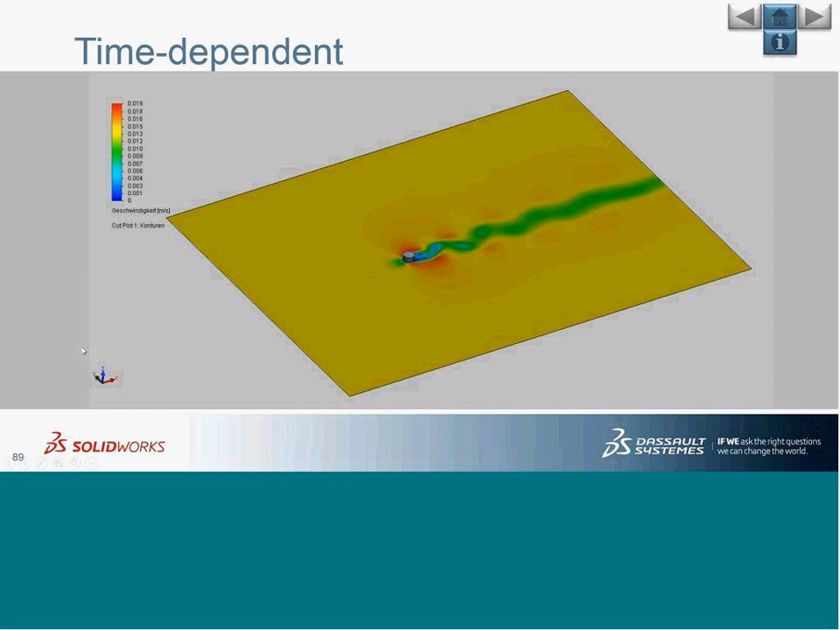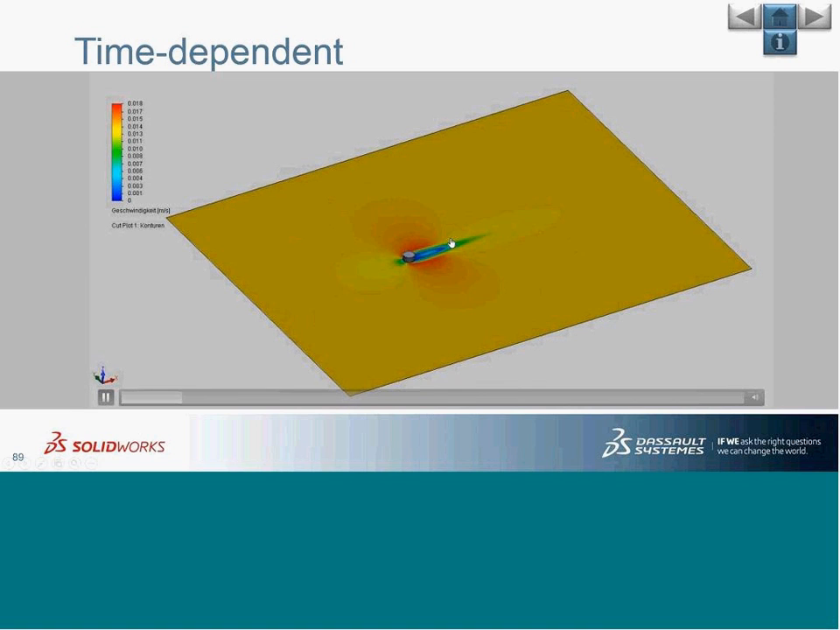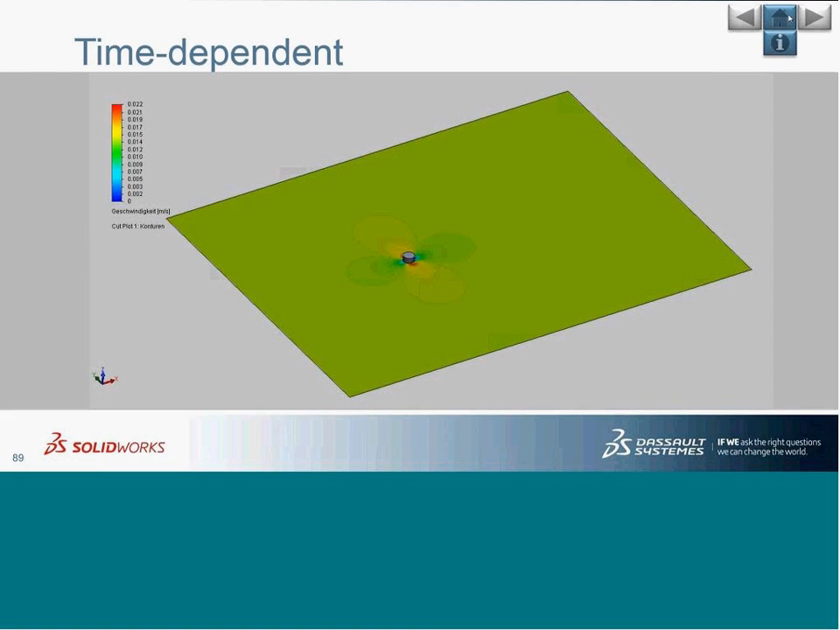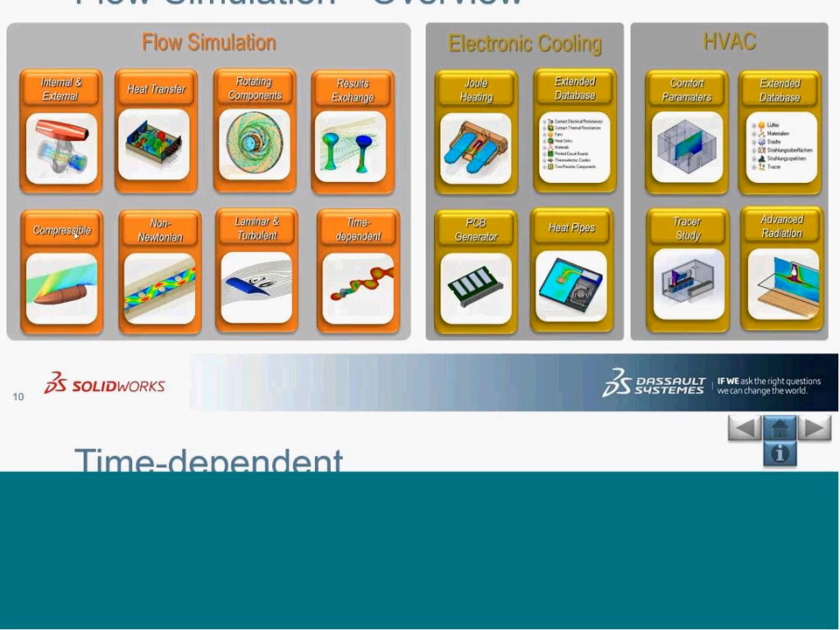So what would be the basic capabilities of flow simulation? This is a big one. And to add to that, we have two other specialized modules. One is called electronic cooling, and the other is heating, ventilation, and air conditioning. If you observe in both of these, you get an extended database. There is a huge database that will get added in these two modules.